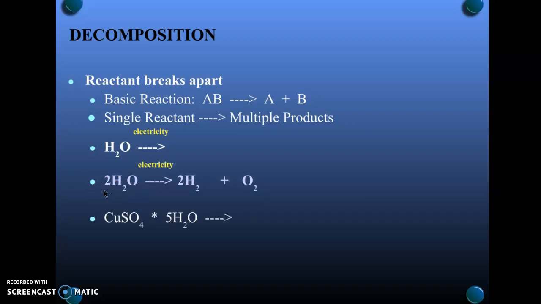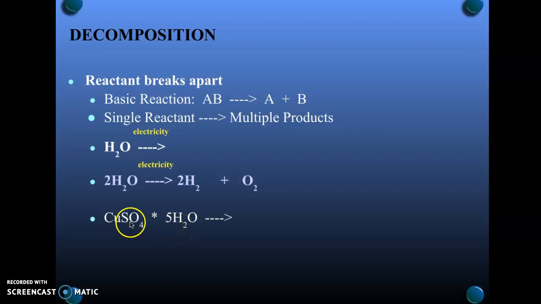All right, now there's also a special type here. This isn't extra credit though, this is something that you just need to know. It's called a hydrate. So when you see a dot or an asterisk between some ionic compound, like in this case CuSO4, and water molecules, in this case we have 5 of them, this is a hydrate, all right?